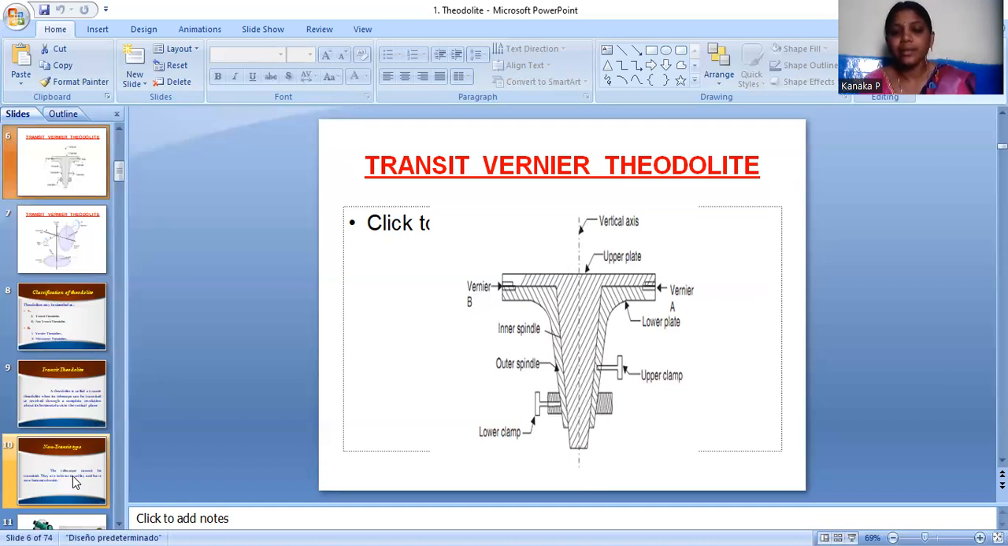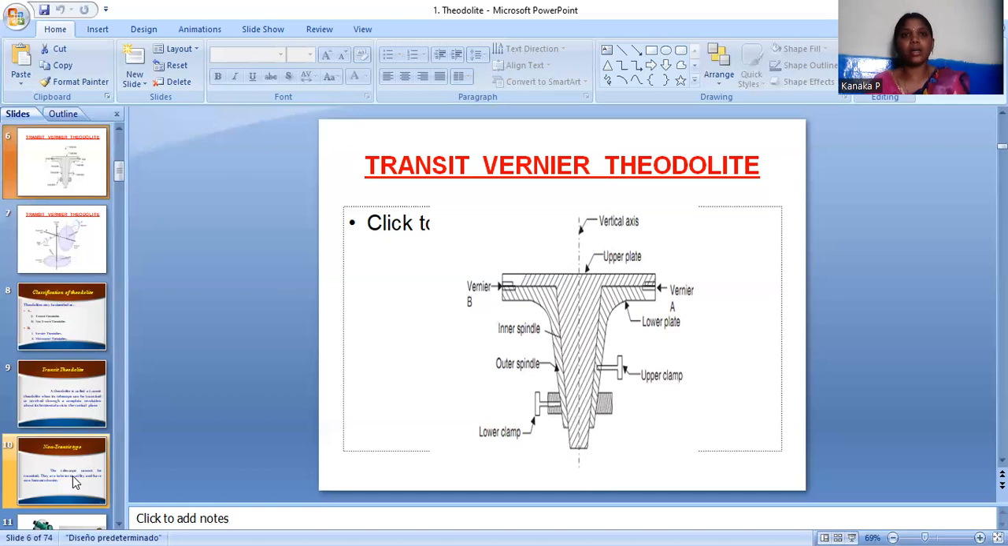Next one is reading in vernier theodolite. So least count of the vernier has to be decided first. Generally, the least count is 20 seconds. The main division of the main scale is 1 degree. It is to be divided into 3 parts. Then each part is 20 minutes.